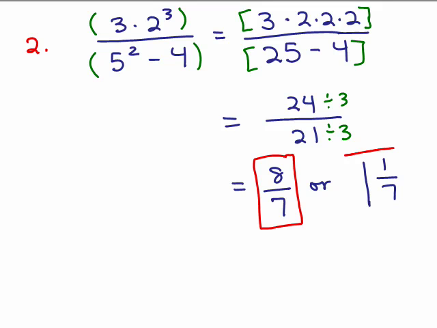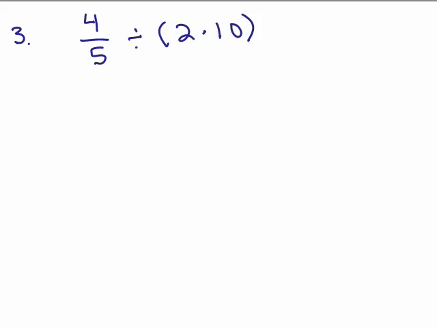Both of these are correct. One's written as an improper fraction. One's written as a mixed number. But both of the fractions are reduced. So that's number 2. Let's go on to number 3.